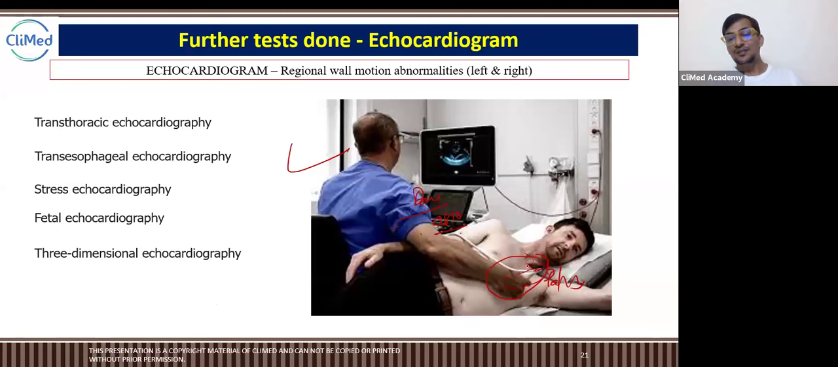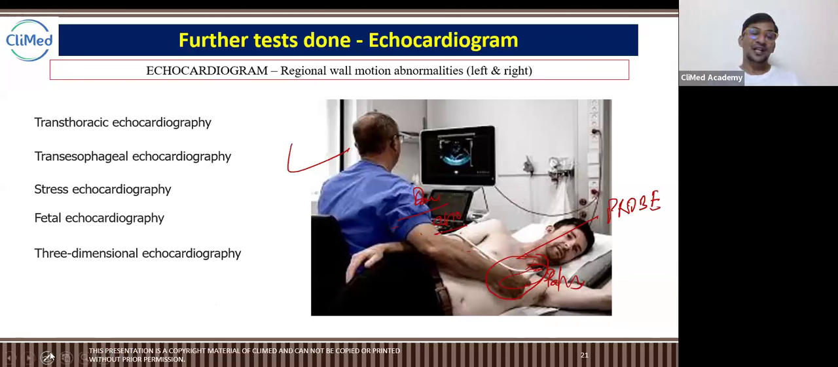This little part, which is attached to the wire, is called the probe. Okay, probe. This is called the probe. Yes, transducer or probe, right? We call it transducer or probe.